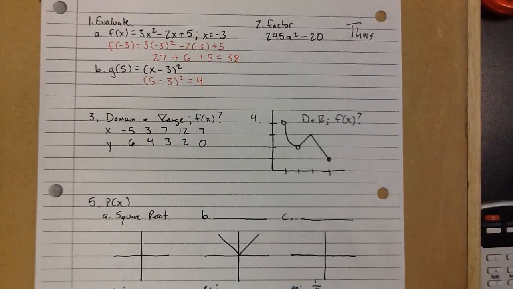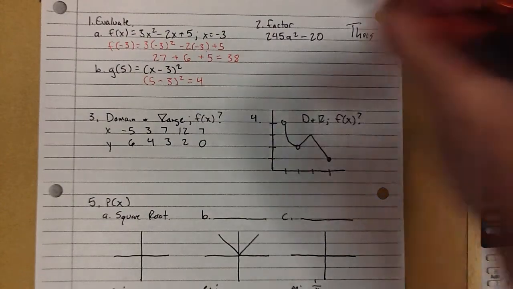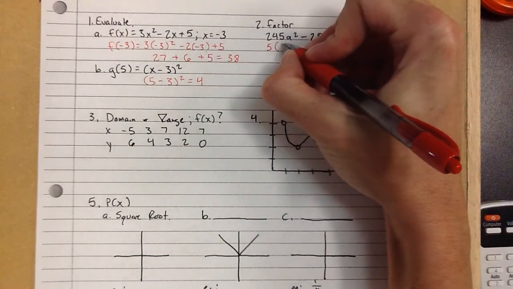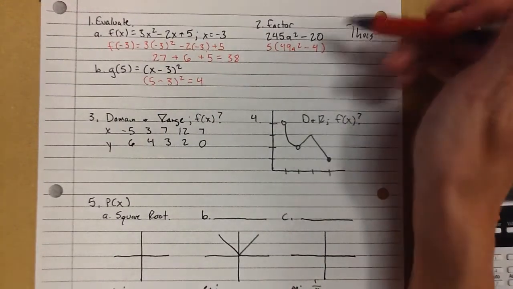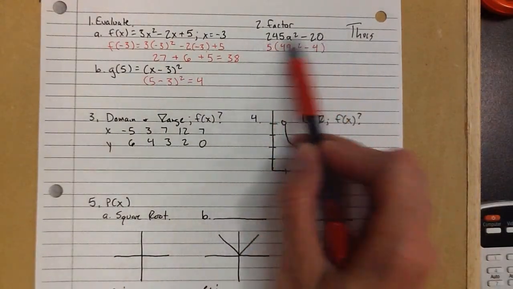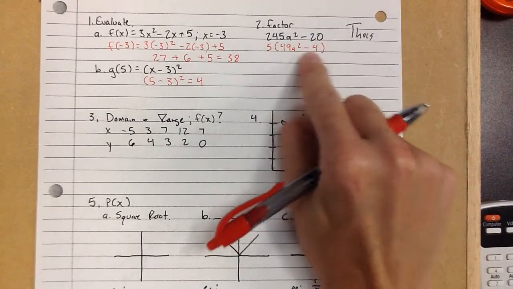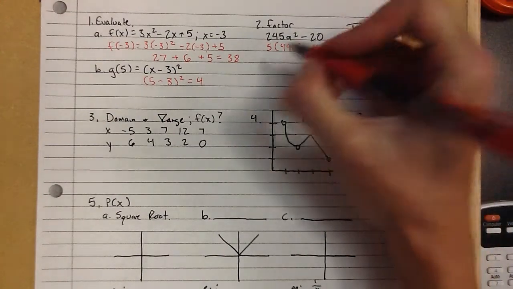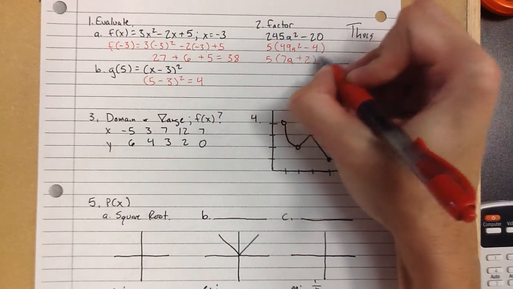Alright, number 2 here, factor. So what goes into 245a squared and 20? 5. Okay, 5. So I factor out a 5, what do I have left here? 49a squared minus, is that it? No. On the test, if you just write this down, you will get it wrong. It's wrong. So what does this factor into? 7a plus 2, 7a minus 2. Nice. About time.